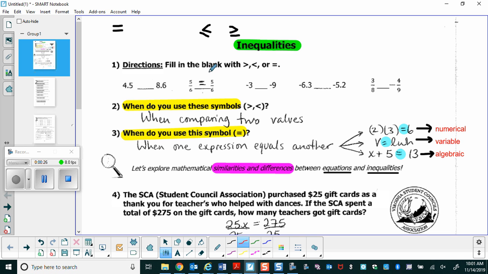So for example, if you're comparing 4.5 to 8.6, obviously 8.6 is way bigger. They do not equal each other. This side is more. Now when you see 5/6 and 5/6, that's when obviously you'd use an equal sign, this side equals this side. Now for this third example here, -3 is closer to 0, so it's bigger. For the next to last example, -5.2 is closer to 0 than -6.3, so it's bigger.